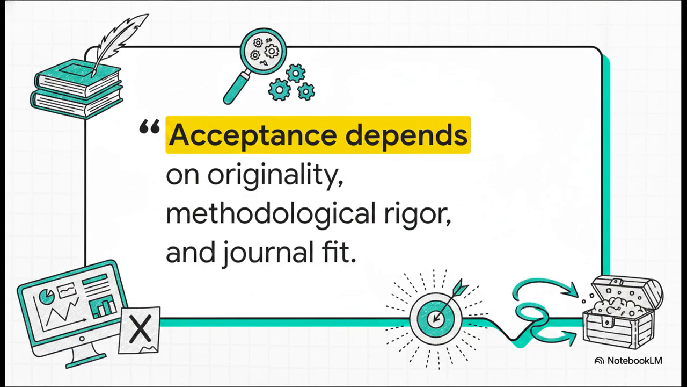As we wrap up this explainer, I want to leave you with a really grounding truth straight from the source material. Acceptance depends on originality, methodological rigor, and journal fit, not just the topic. Flashy AI topics might catch an editor's eye during that initial desk screening, sure, but rigorous, undeniable research design, that's what actually secures the treasure. There are no shortcuts, you just have to put in the work.